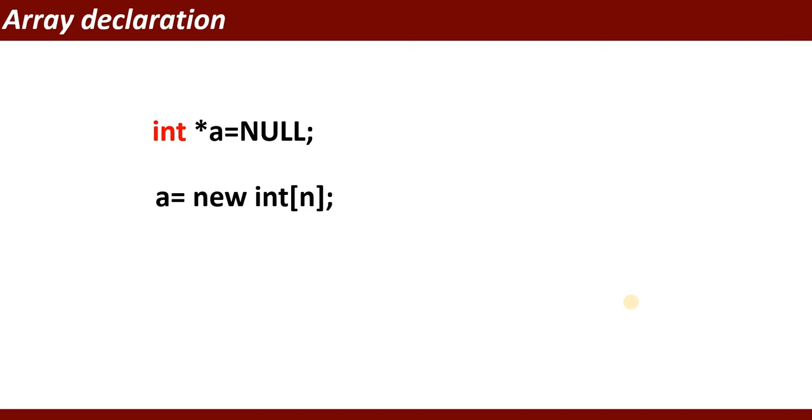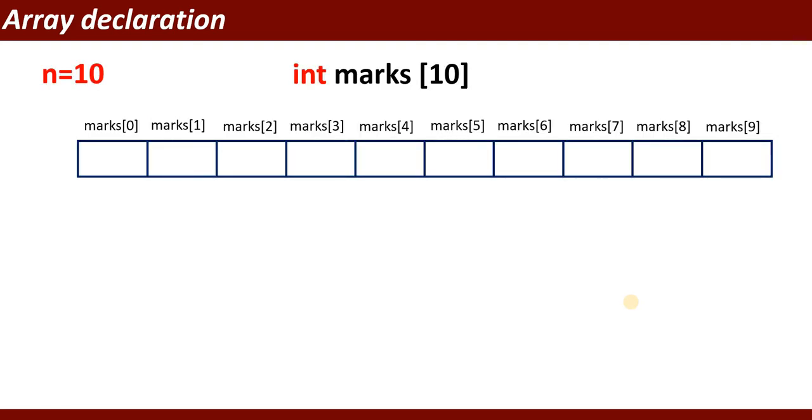null. This is a null value. After this, you will instantiate this array by using a equal to new int and number of n, where n shows the number of elements in that array. Suppose value of n equal to 10.